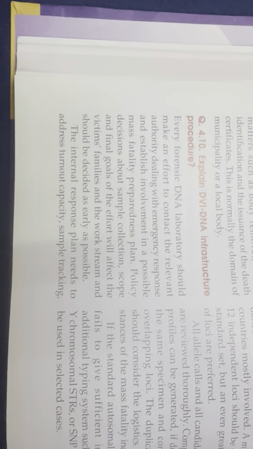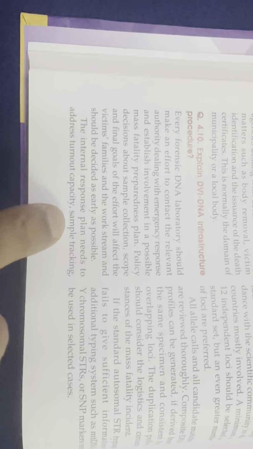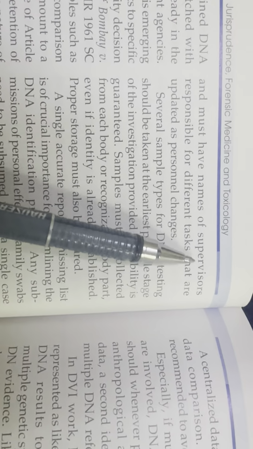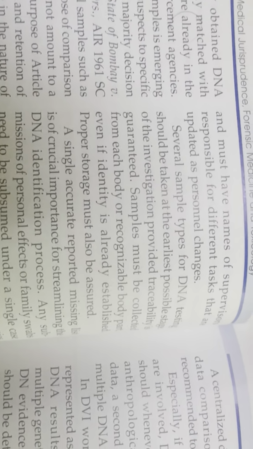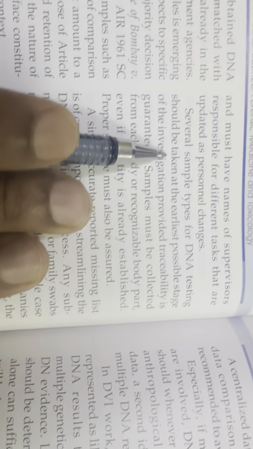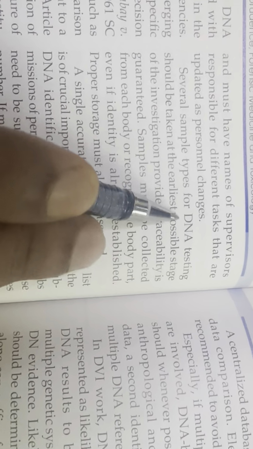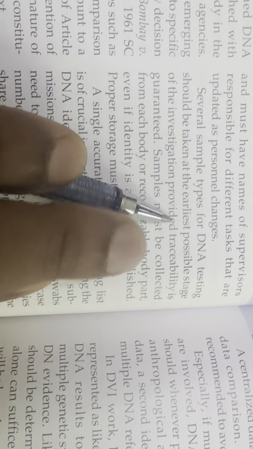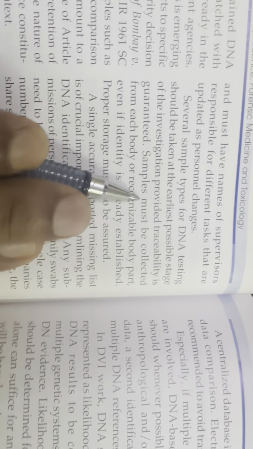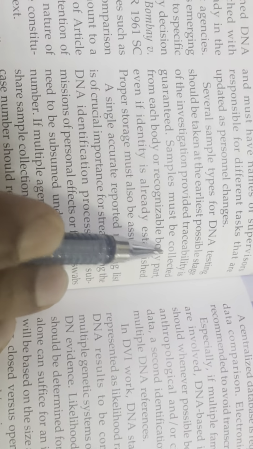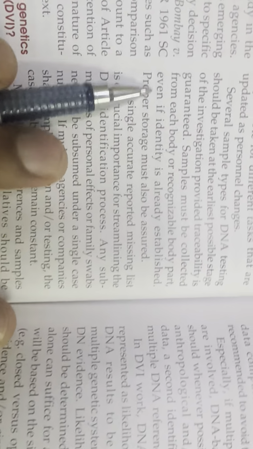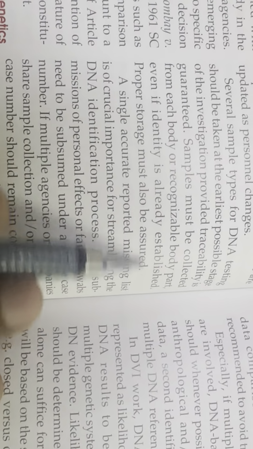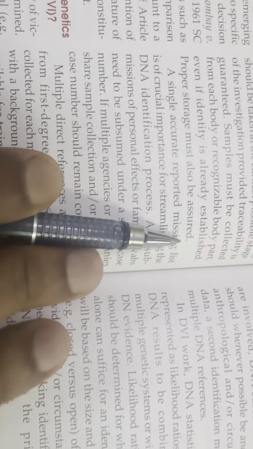Internal response plans need to address turnout capacity and sample tracking. Must have the names of supervisors responsible for different tasks, updated as personnel changes. Several sample types for DNA testing should be taken at the earliest possible stage of the investigation, provided traceability is guaranteed. Samples must be collected from each body or recognizable body part. Even if the identity is already established, proper storage must also be assured.